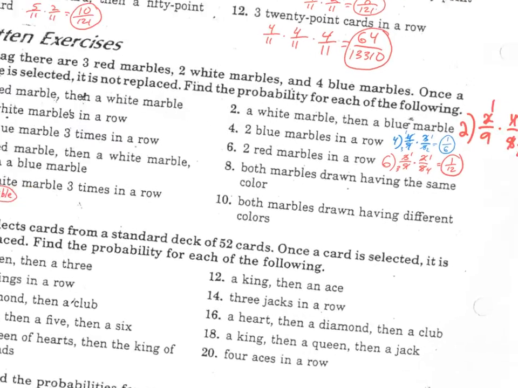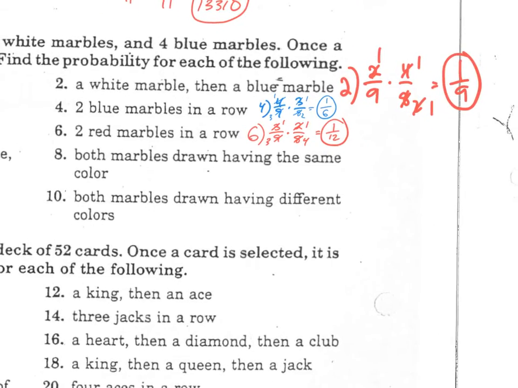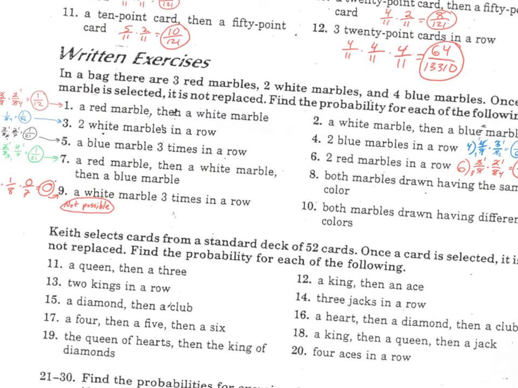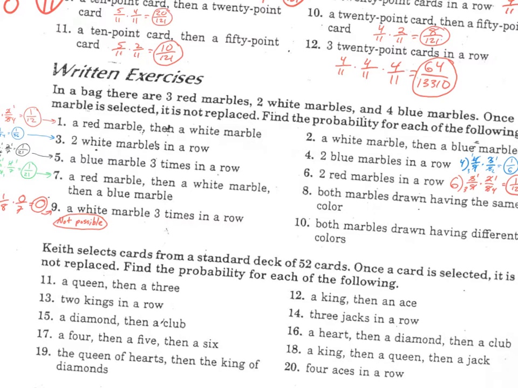If we take a look over here, I did not do 8 and 10 yet because I want to explain that. So take a look at the answers for 2, 4, and 6. Now, number 8 asks a question: what's the probability that both marbles drawn have the same color? Well, having the same color must either be the situation where we have 2 red marbles being chosen in a row, or it must be the situation where I have 2 blue marbles chosen in a row, or the other option is it's going to be 2 white marbles in a row.